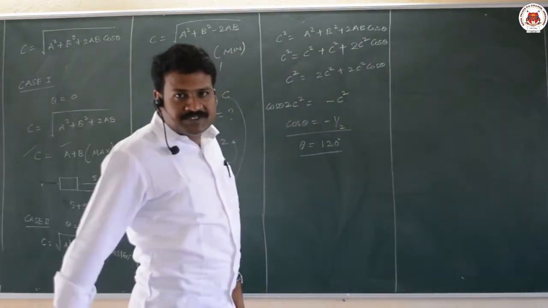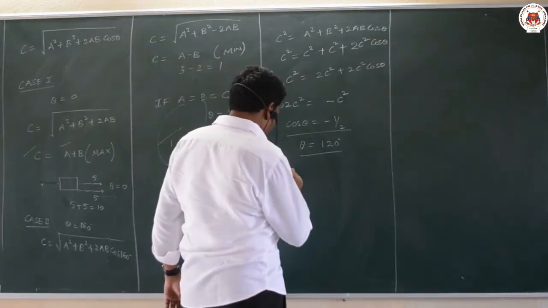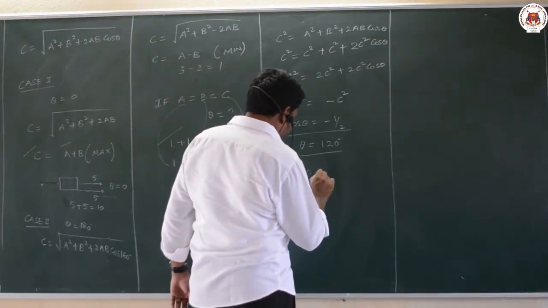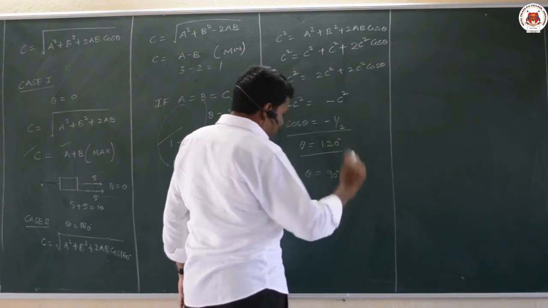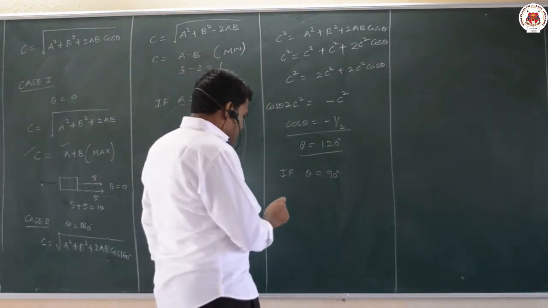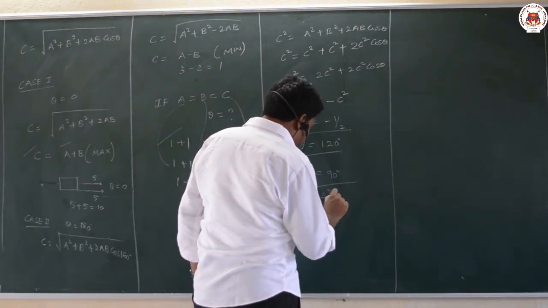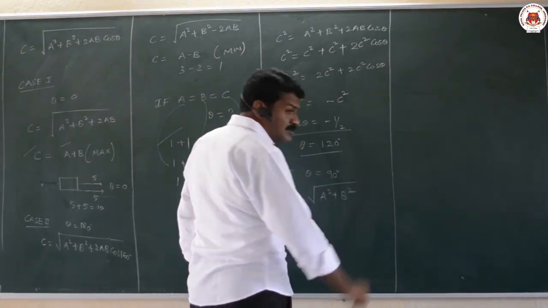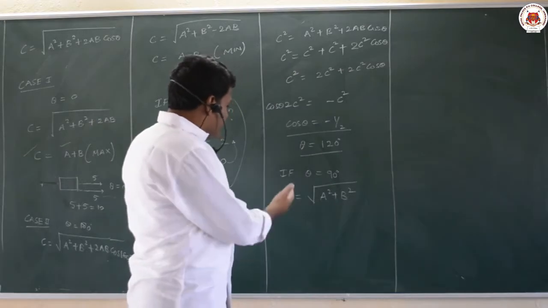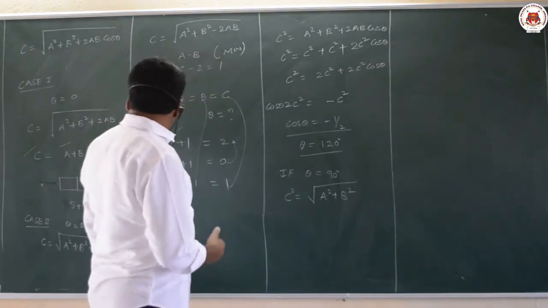This is one of the cases. You can take one more case, if they are perpendicular. If theta is equal to 90 degrees, then what will you get? c square is equal to a square plus b square, because cos 90 is 0. So this is what you can find by using the parallelogram law of vectors. Orientation also we can find.